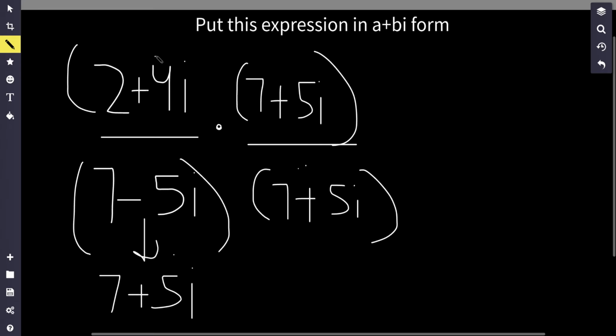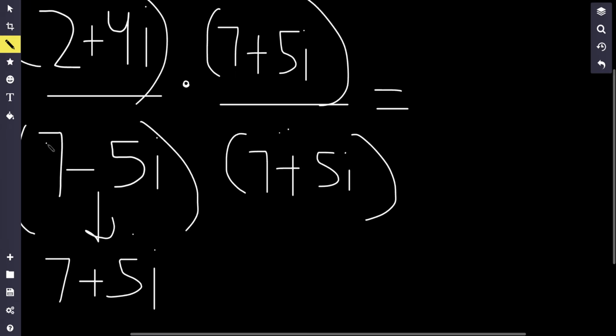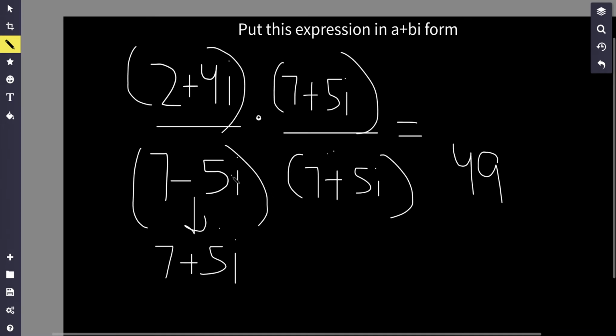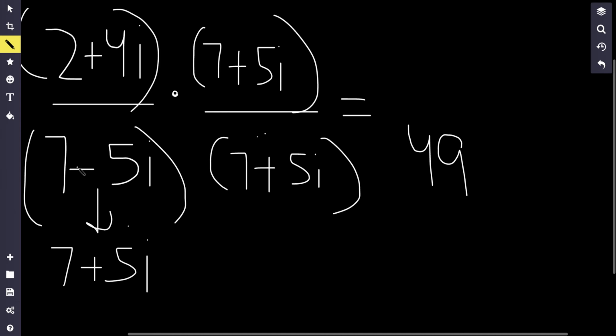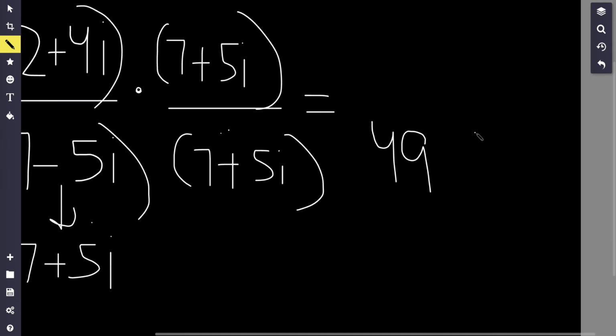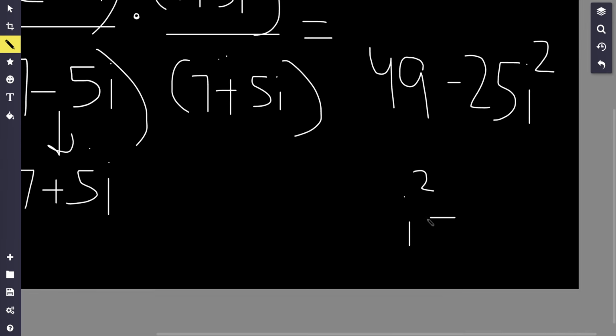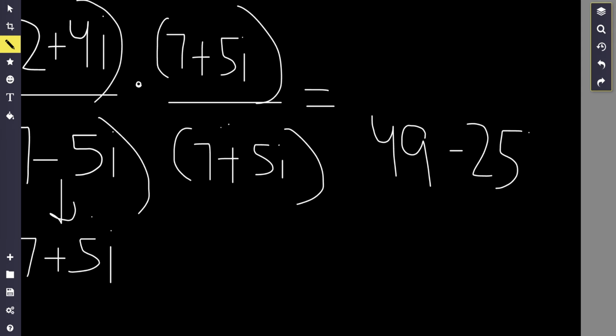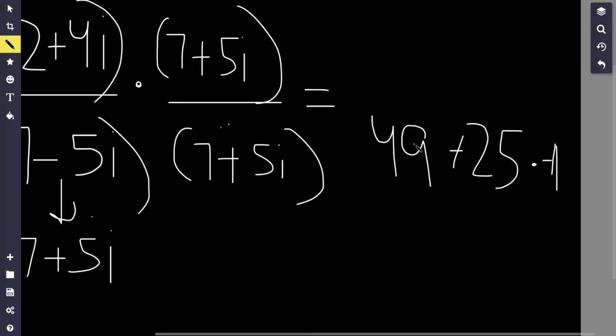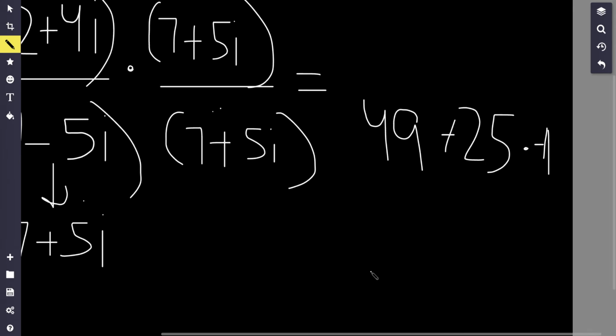All right. Now we just have to FOIL everything. So 7 times 7 is 49. And you notice how this 7 times 5i and this negative 5i times 7 cancel out, right? Because it's a difference of two squares. And negative 5i times 5i is just going to be negative 25i squared. We said i squared is equal to negative 1, so we can substitute that in. So we get negative 25 times negative 1. These two negatives cancel out, and you get 49 plus 25. In this case, that's just going to be 74.